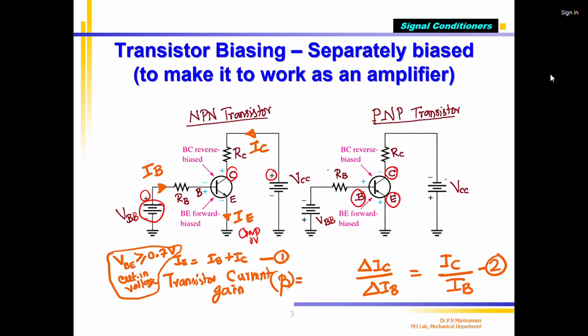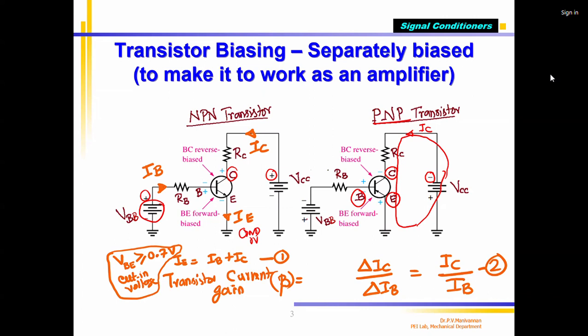In a PNP transistor, if you want to bias it, again you have VCC, and VCC has a plus and minus terminal. In this case, the negative terminal of the VCC should be connected to the collector of the PNP transistor through RC. Correct? So the current from this battery will flow like this. This is called IC. And the circuit is closed. This is called the collector circuit.